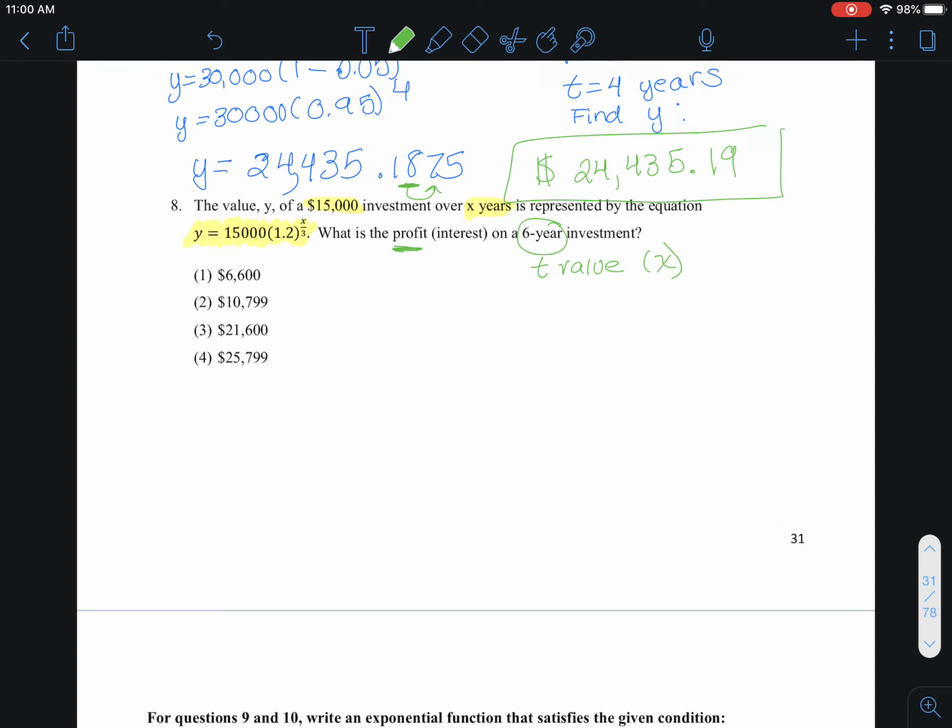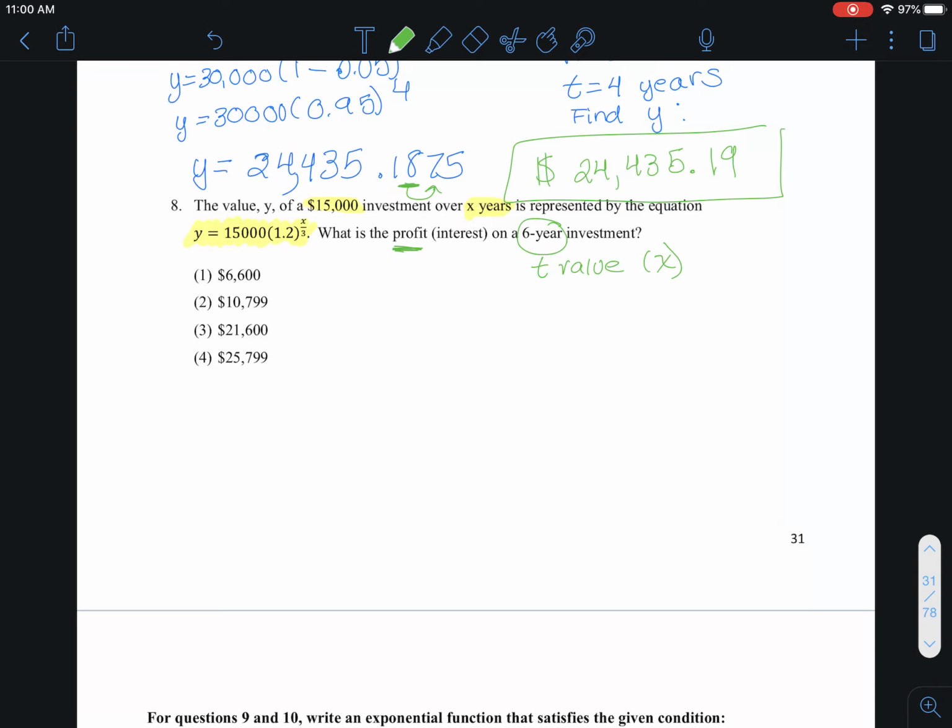So the first thing that you always want to do when you're looking at a problem, what are they asking you for? What does profit actually mean? Profit is the amount of money that you make. So you're starting with $15,000. So when you find your end amount of money after 6 years, you have to subtract that $15,000. You didn't make that much money. You already had that much money.